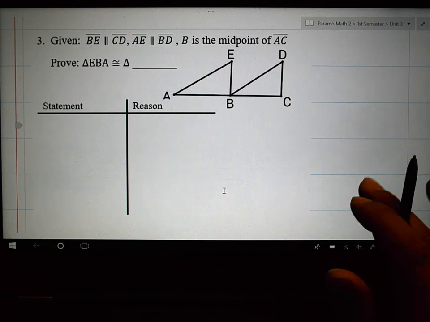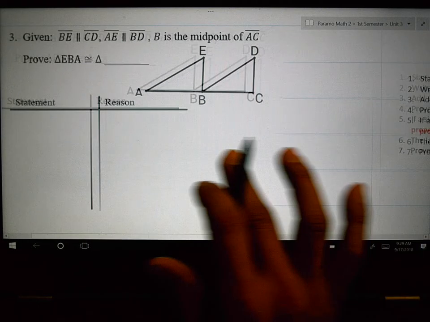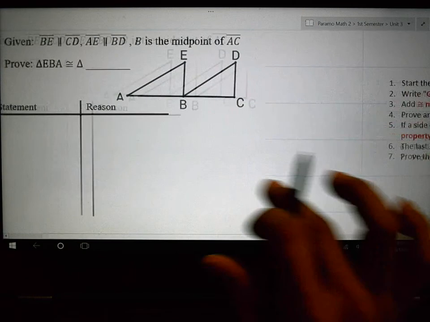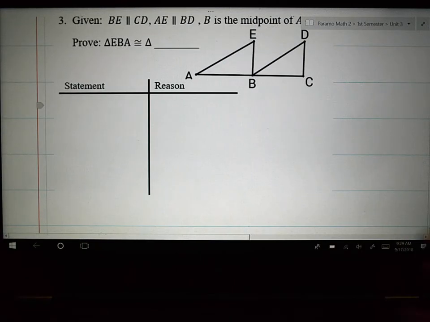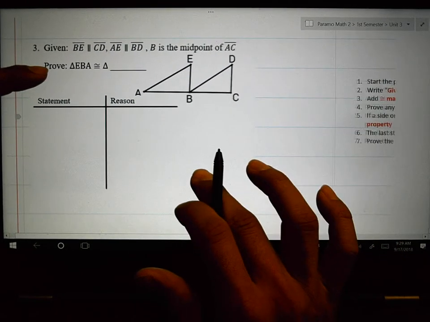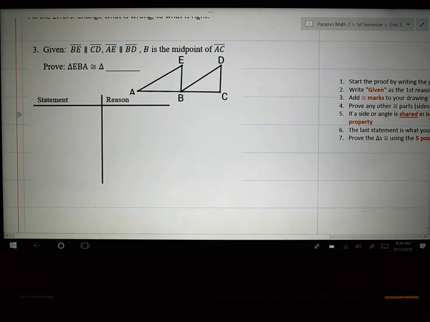And what we wrote down in 3.3a is 7 steps. We're going to follow the same 7 steps that we've been using to fill out these proofs as to reasons why we know things are true and not true and so on. So, number 3.